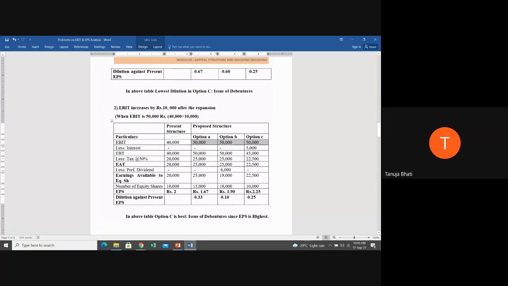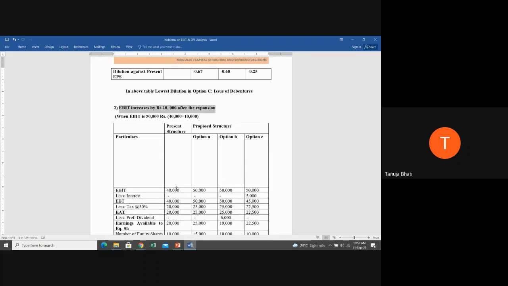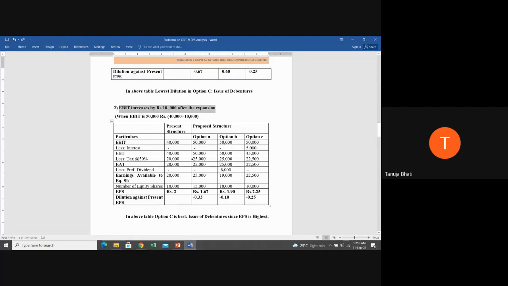So EBIT increases by 10,000 after the expansion. So when EBIT is rupees 50,000, present structure will remain the same. There will be no change in the present structure. Now our entire calculation will be the same as what we have solved previously, but only your EBIT is changing to 50,000. Rest of the entire calculation will be the same. Now, can you all tell me out of option A, B and C, which one should be selected and why?